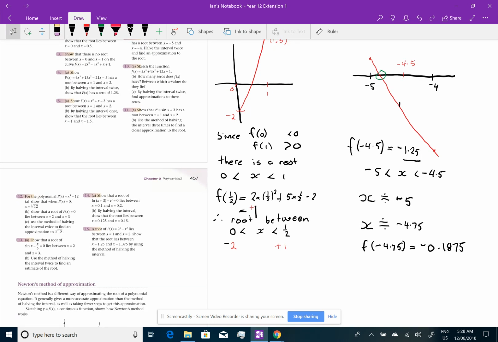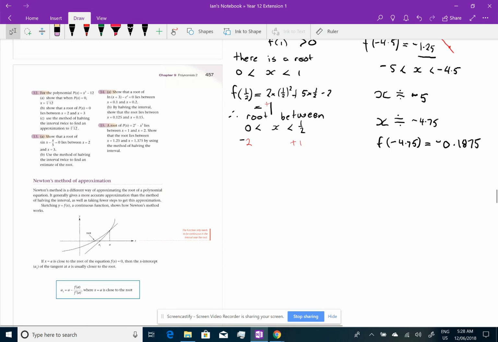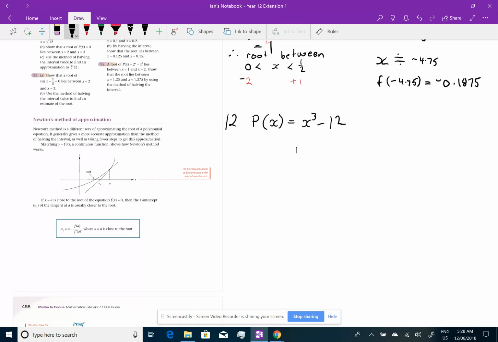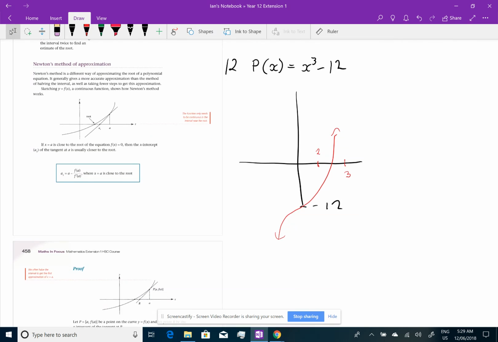I want to do question 12. All right? So 12 takes us through this bit. It says P of x equals x cubed minus 12. Now, we know what that looks like. We know it's x cubed, and it's down here at minus 12. So it's doing that. Now, we need to show that it has a root between 2 and 3. So here we go.